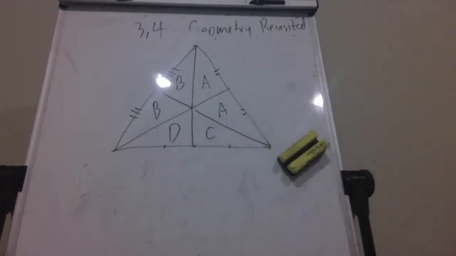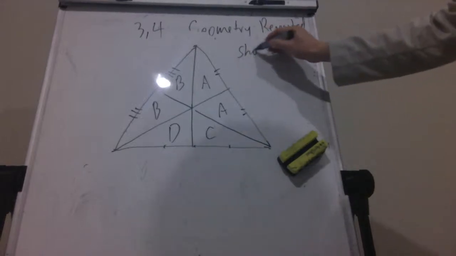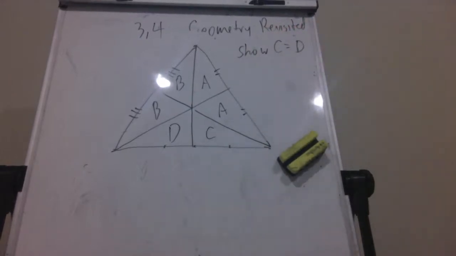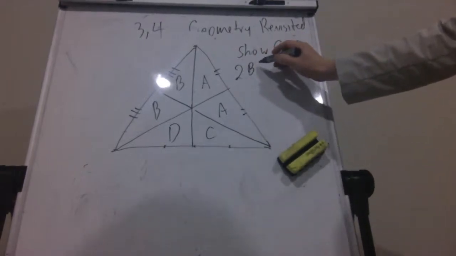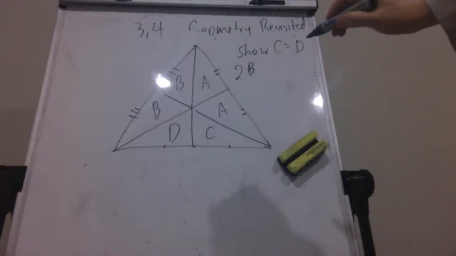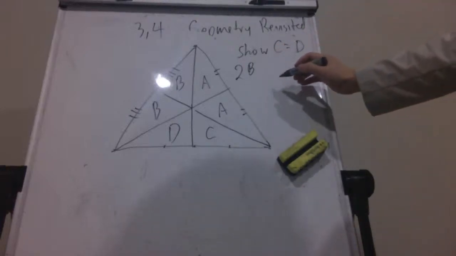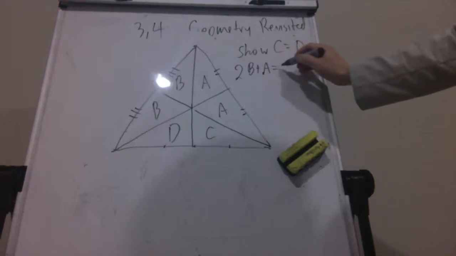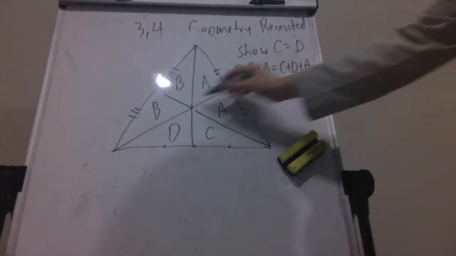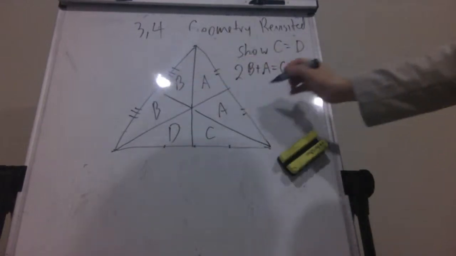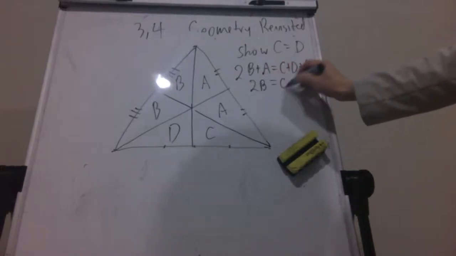Does that make sense? So show that C equals D. So I have 2B plus A equals C plus D plus A, because that's a midpoint, so these triangles have equal area. Therefore 2B equals C plus D.